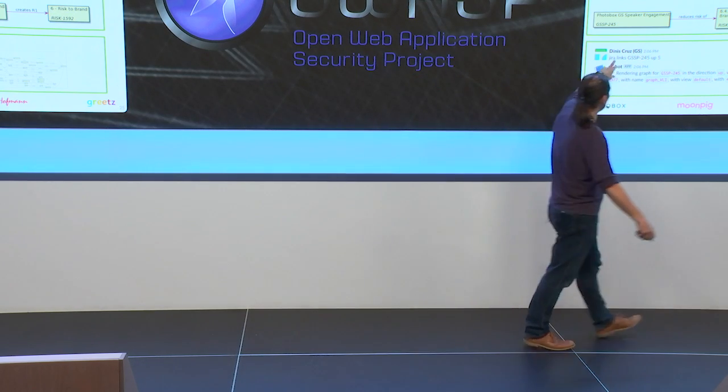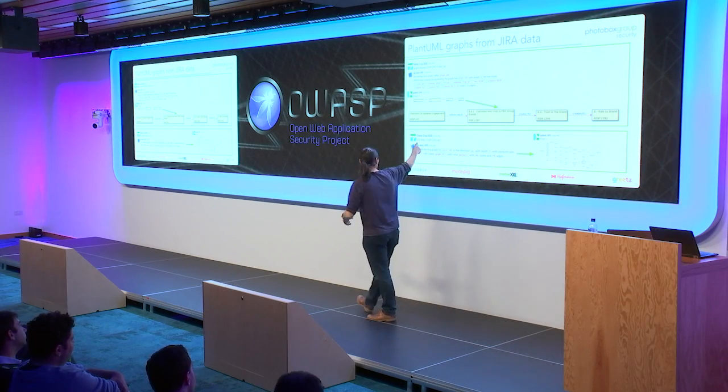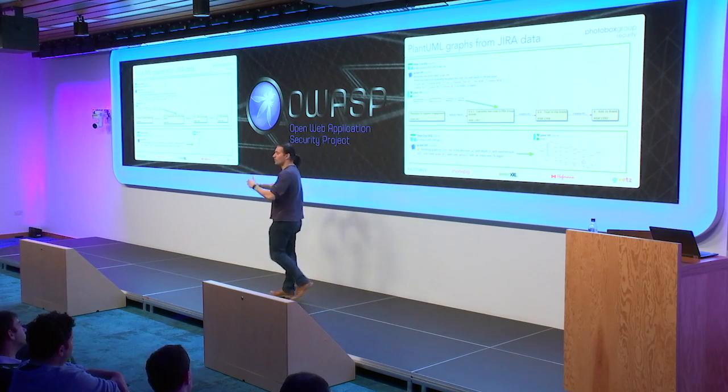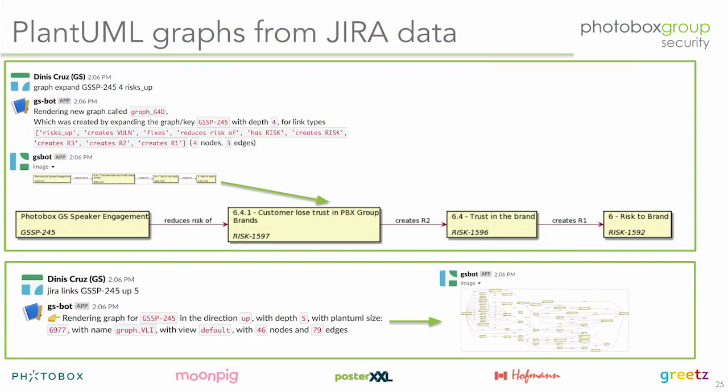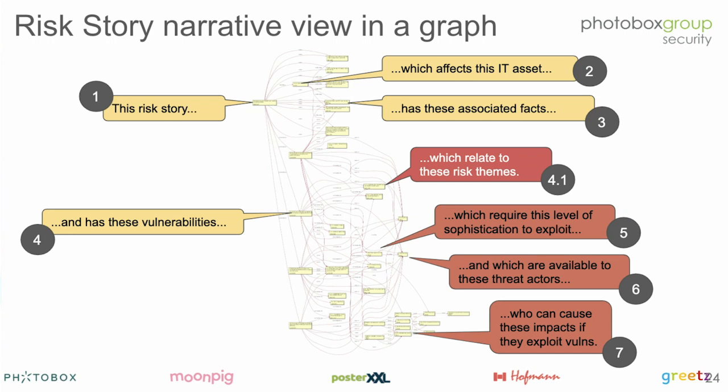And this is an example of the kind of graphs that you can create. I'll show some better examples in just a second, but you can see that's the interface. Hey, give me the links for JSSP 2.5 going upstream, and then for X number of layers. And that's how it works. So this is an example of, again, the graphing and how we actually think about this stuff.